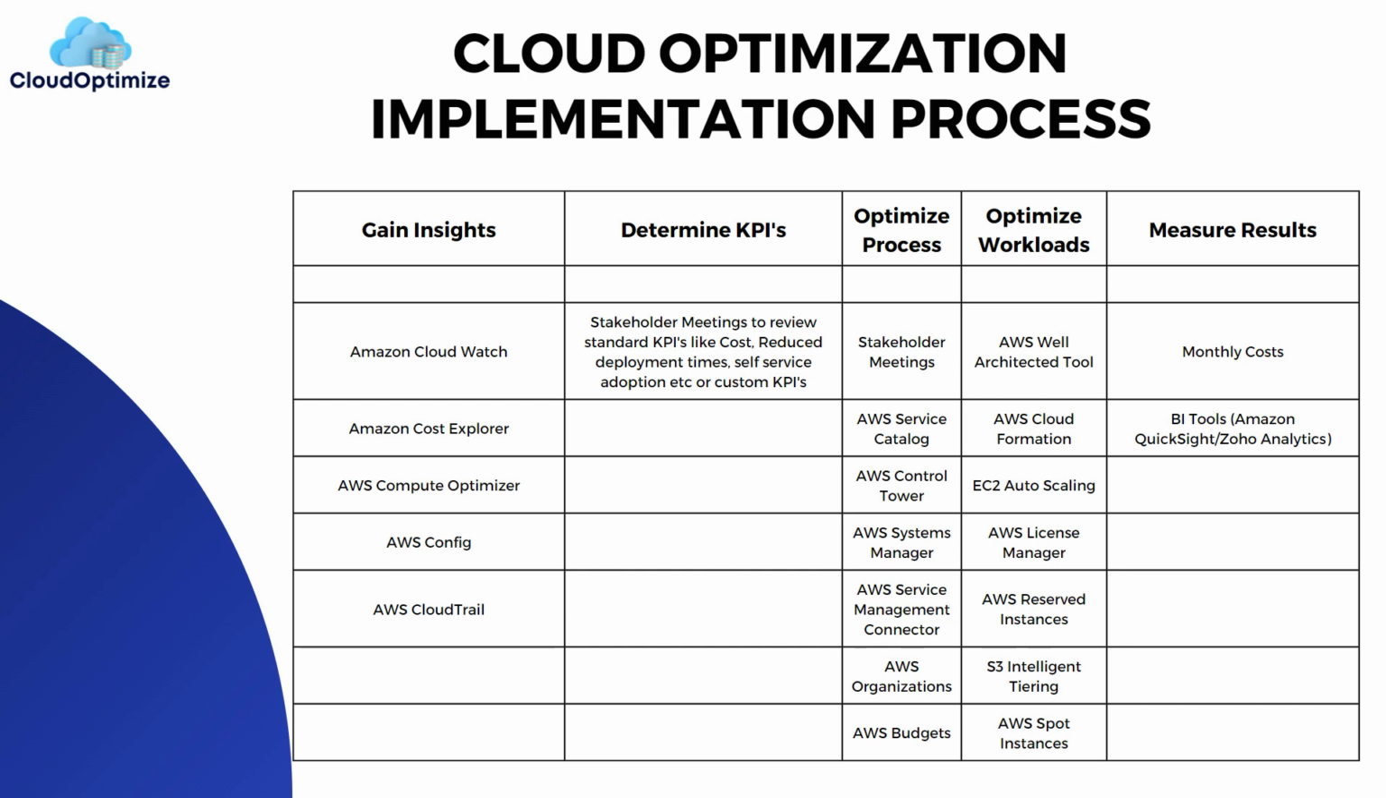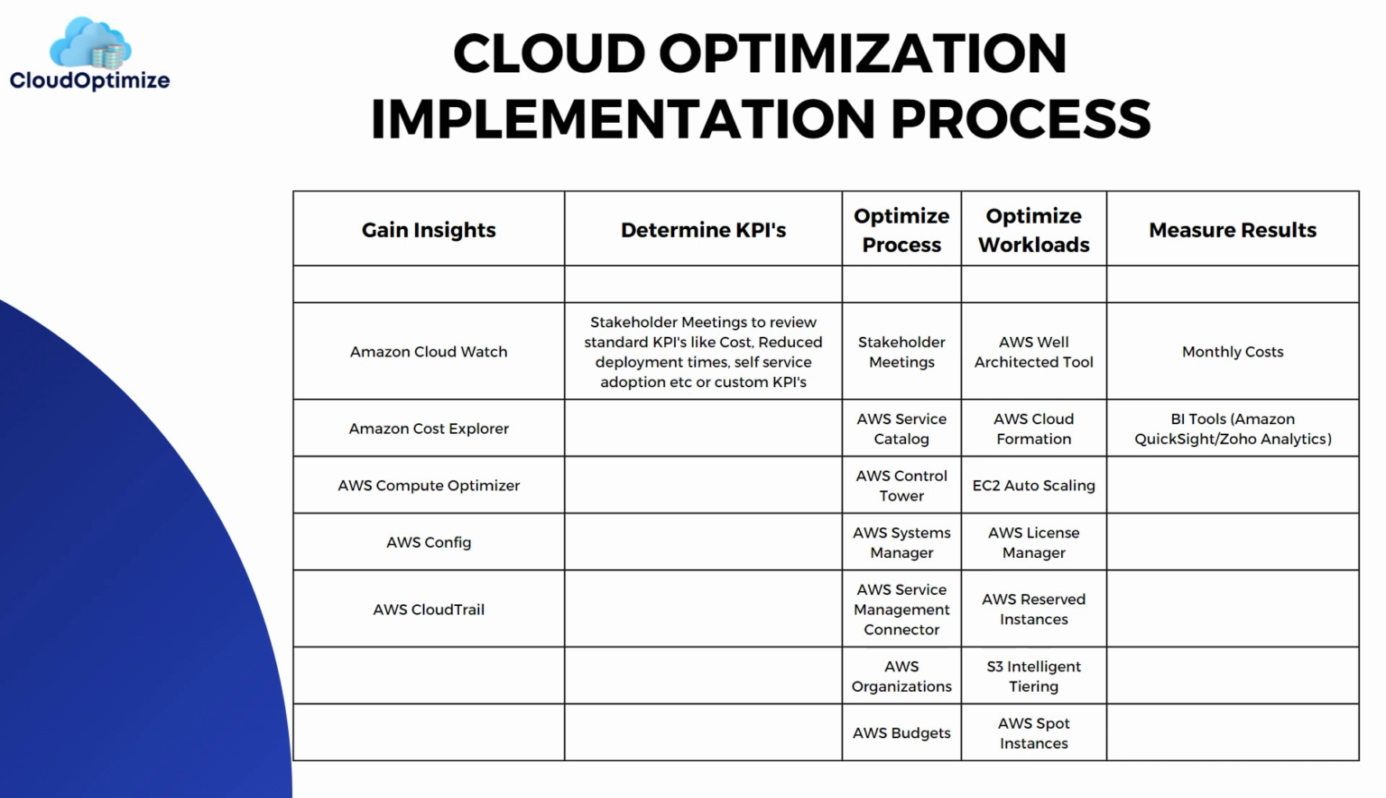So step number 4 is really then we are going to get in and finalize what workloads we are going to optimize, right? So again, we have Well-Architected Tool, CloudFormation templates, auto scaling, License Manager, reserved instances, S3 Intelligent-Tiering, spot instances. So there's so many things. If you are into databases like Redshift, there's a ton of stuff that we can do with the databases. So there's a lot of stuff that we can optimize in workloads.